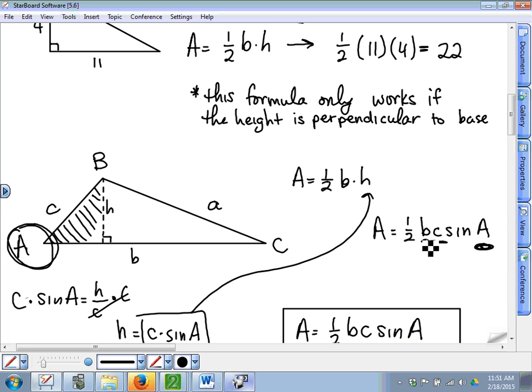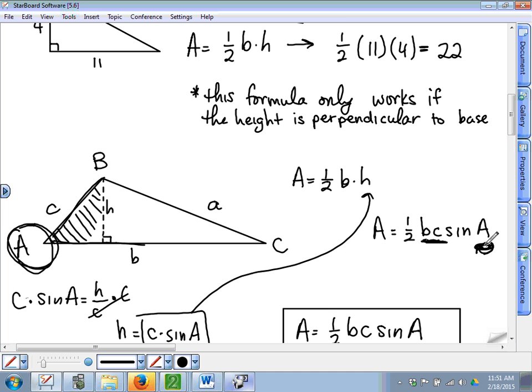What's the relationship between sides B and C and angle A? Side C, side B, angle A. Angle A is between side B and C. Do you guys agree? That has to happen to use this formula. You have to have two sides and the angle in between them.